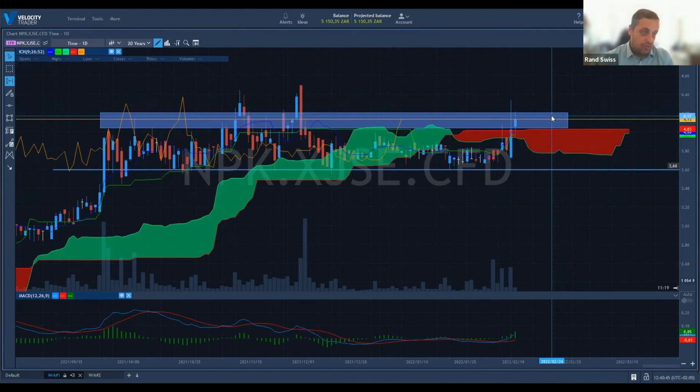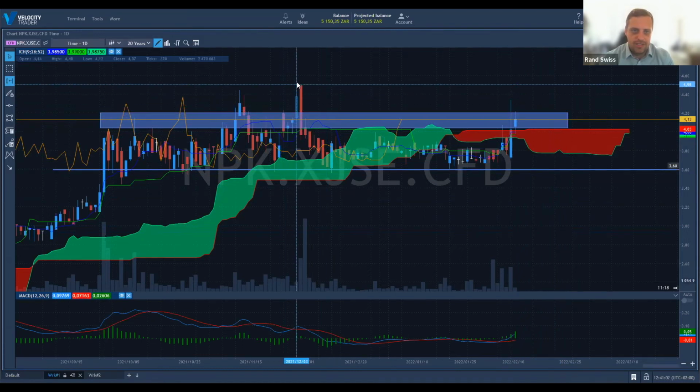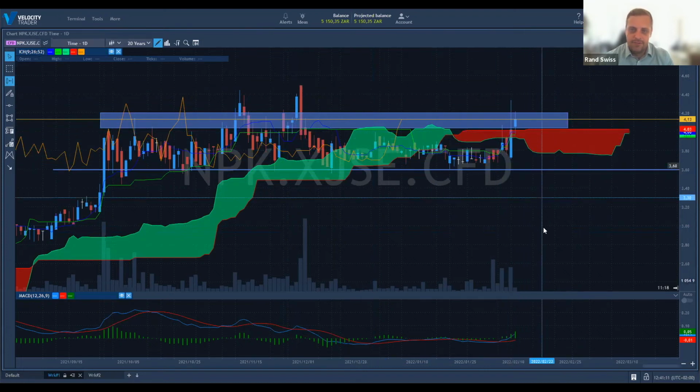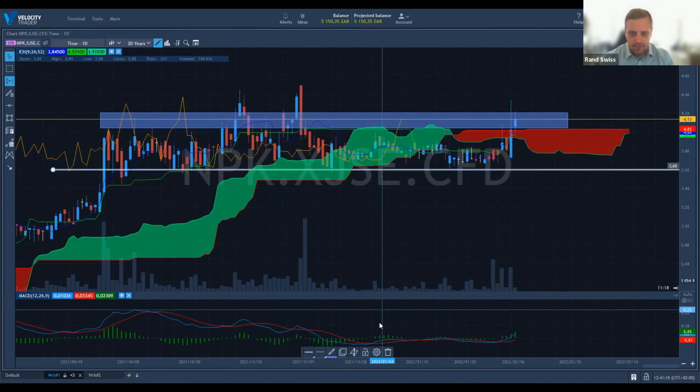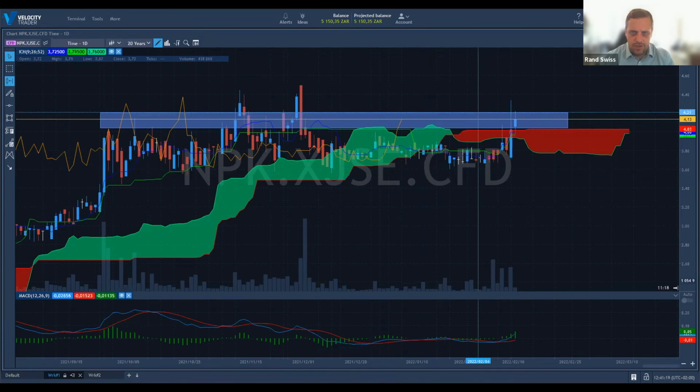So again, what would I do here? If you want to be risky, you can say, okay, I'm going short. If you want to be less risky, you can wait for a red candle and then go short. Aim to take profit at 3 Rand 60. Where would I put my stop loss? Well, as we can see, it can go high, so put your stop loss at 4 Rand 50. So 30 cents away, take profit 50 cents away. Okay, that's Nampak. Let's go to the offshore one now.